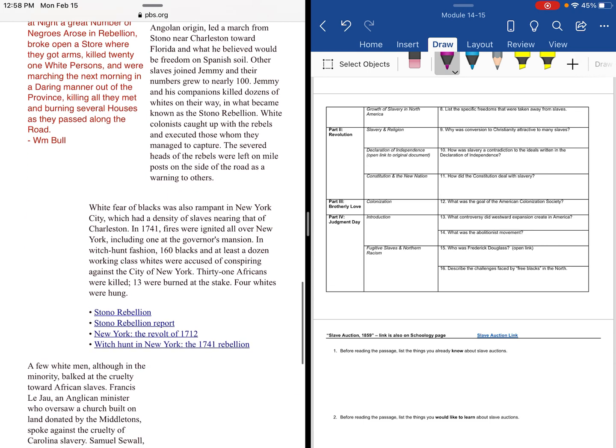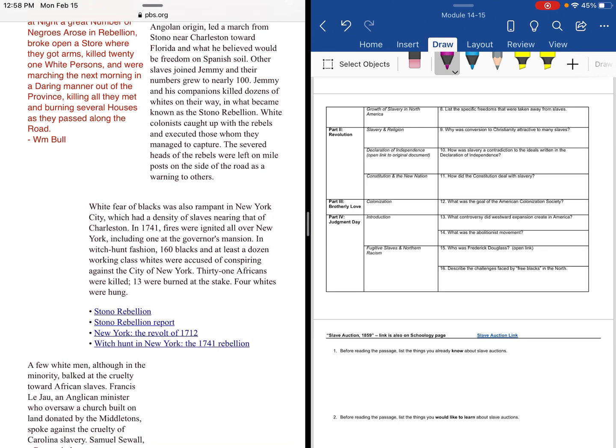White fear of blacks was also rampant in New York City, which had a density of slaves nearing that of Charleston. In 1741, fires were ignited all over New York, including one at the governor's mansion. In witch hunt fashion, 160 blacks and at least a dozen working-class whites were accused of conspiring against the city of New York. 31 Africans were killed, 13 were burned at the stake, 4 whites were hung.